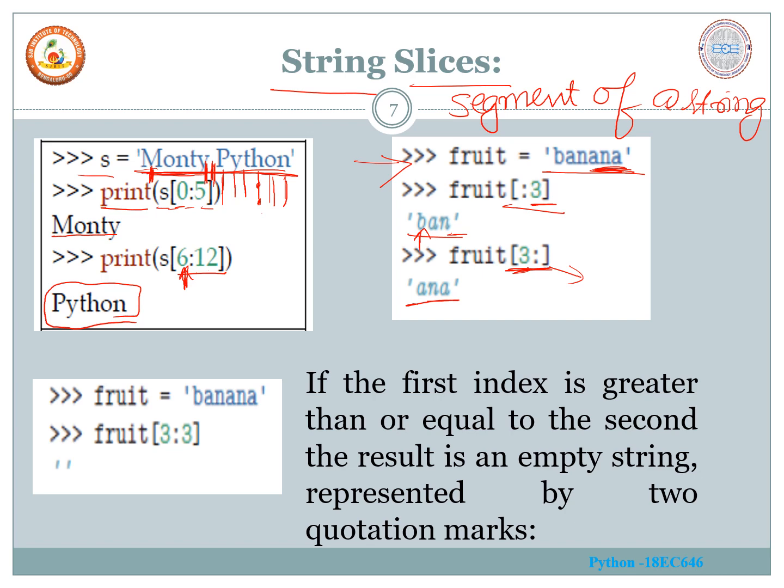Sometimes what happens, you may try to give both the index values the same. So in here what is happening, the first index is equal to the second index, but earlier your first index was either greater or smaller, correct? But when you give it equal to the second index, definitely your result will be an empty string. So keep it in mind whenever you are giving the first index and the second index equal, the result is an empty string.